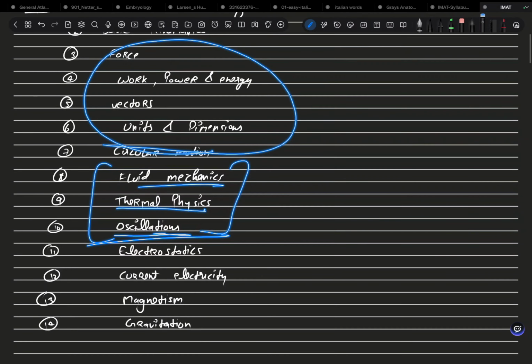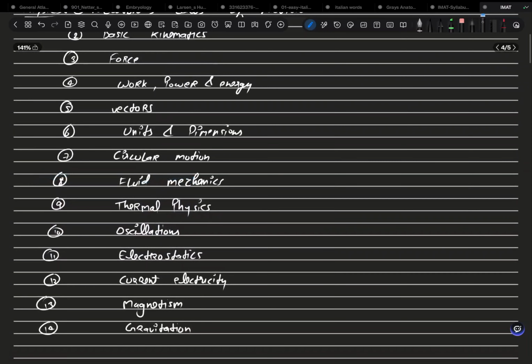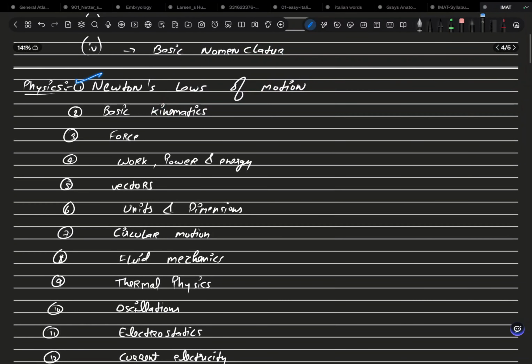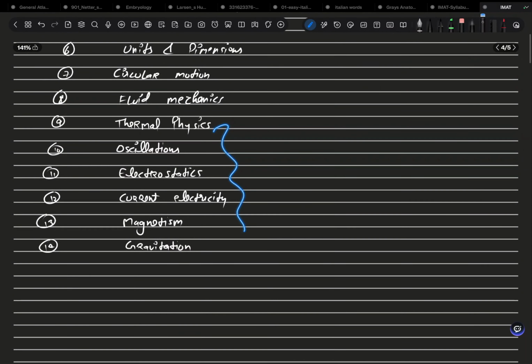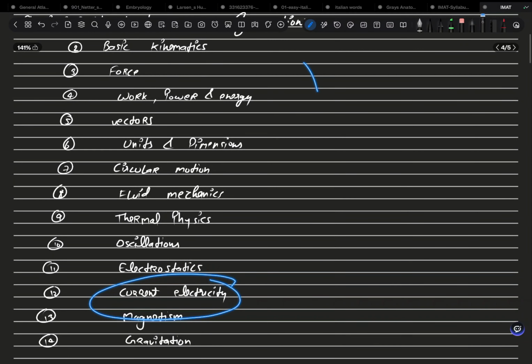Okay, and then there will be electrostatics, which will require you to learn some portion of all these four. So these four: NLM, Newton's laws of motion, basic kinematics, force, work, power and energy, and vectors. These are the most important because they will help you to study the others. Okay. Then you'll have to study current electricity, which will be a little bit dependent on electrostatics, but completely independent of all these chapters.